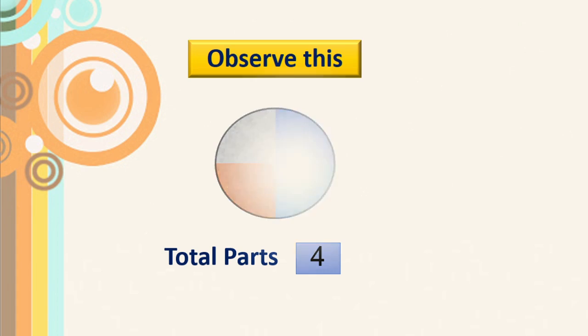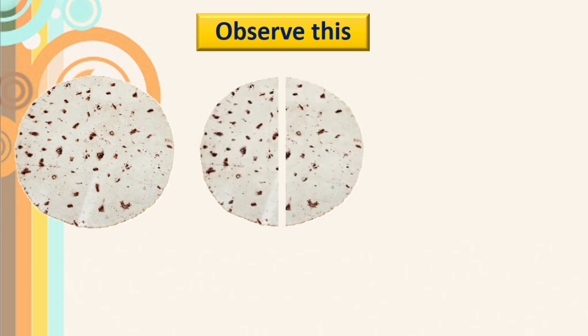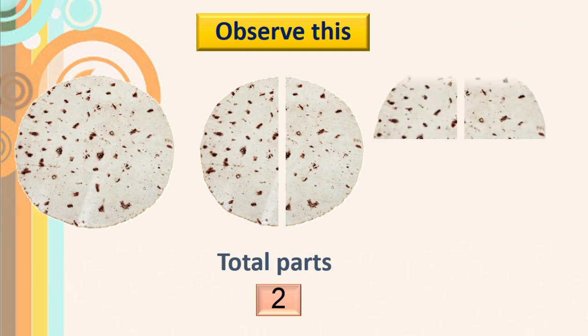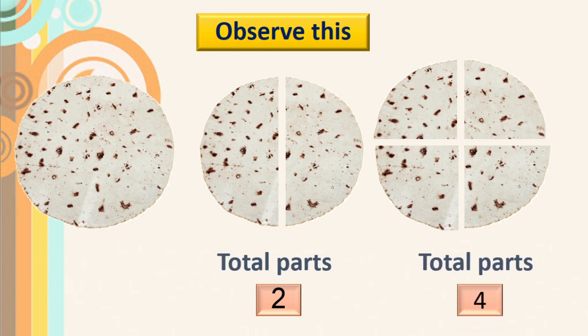Right? Now observe this roti. One full roti. Now there are 4 children. What will mummy do? Yes, there are 4 children. Your mother will cut this roti first into 2 parts, and then she will cut these 2 parts again into 2 more parts. Right? See here. 2 and 2 means she will cut this roti equally into 4 parts to distribute among 4 children.